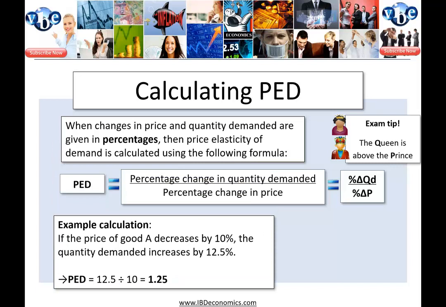Here's an example. If the price of good A decreases by 10%, the quantity demanded increases by 12.5%. Our calculation is nice and easy. 12.5 divided by 10. And we have a price elasticity of demand coefficient of 1.25.